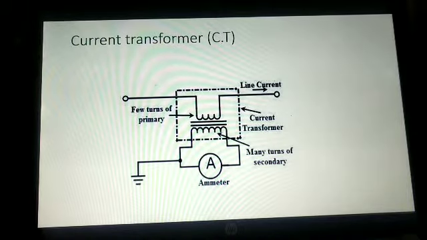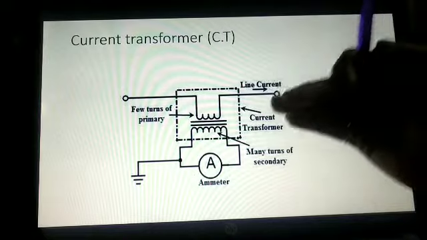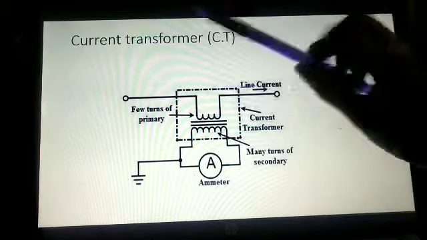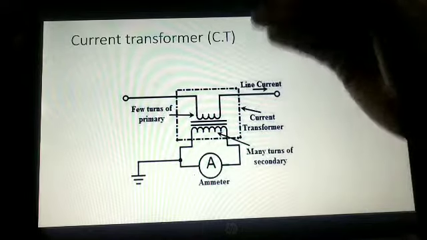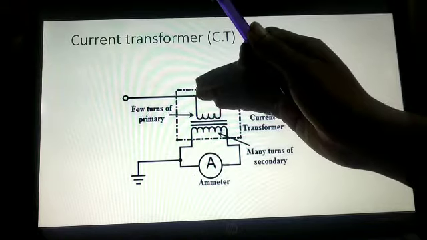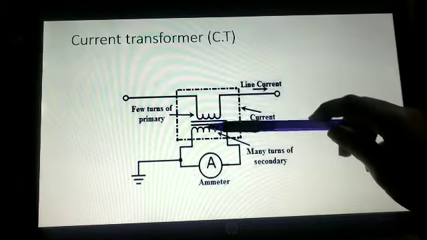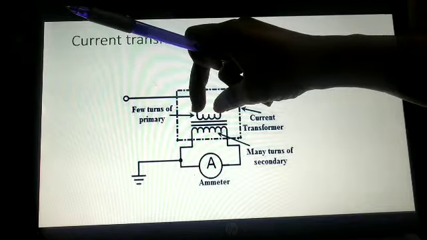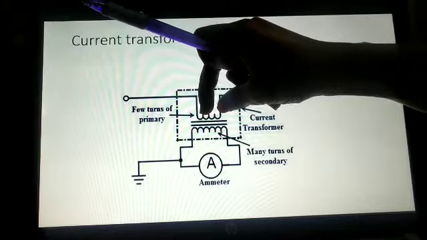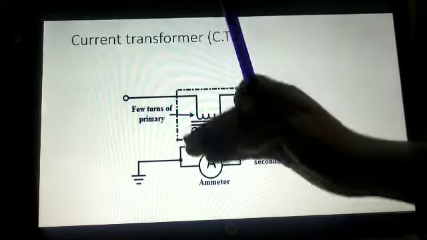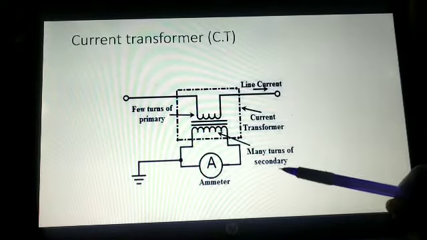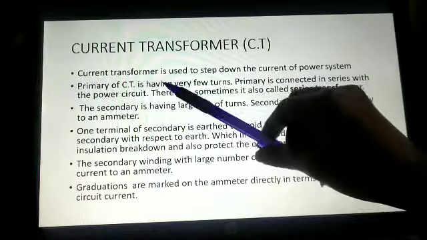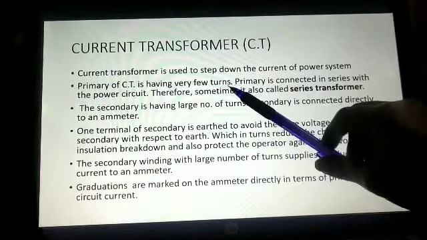According to the diagram, we have to write the further information. Here this is the primary side, and on the primary side there are few turns. As compared to the secondary, it has few turns, right? So it has few turns on its primary side and many turns on the secondary side. The primary of CT has very few turns.